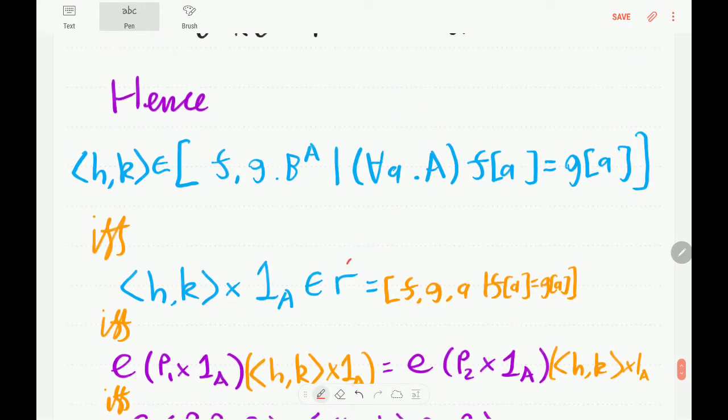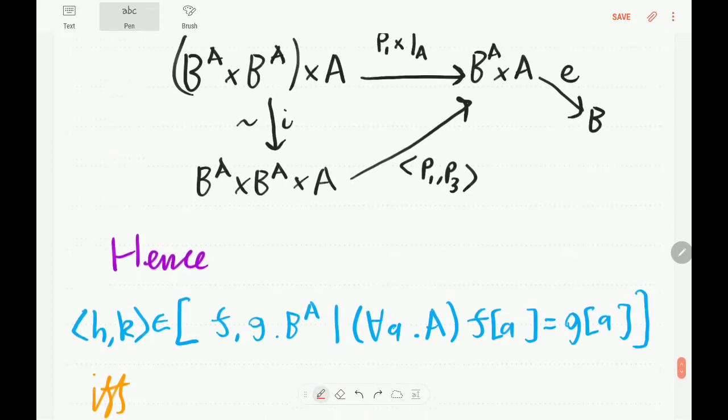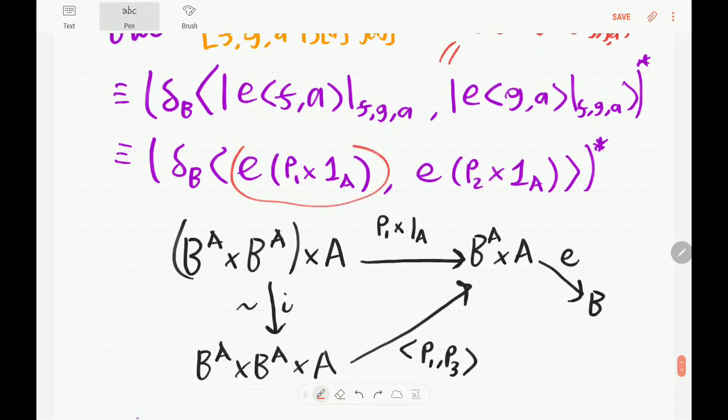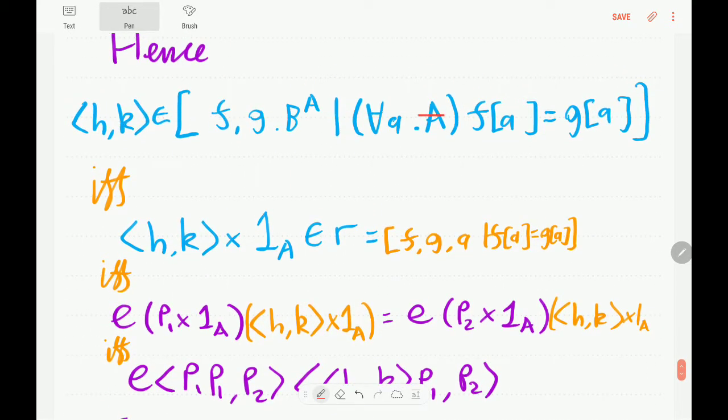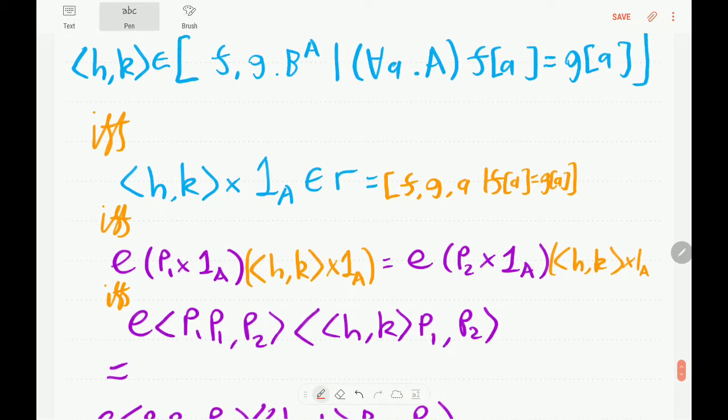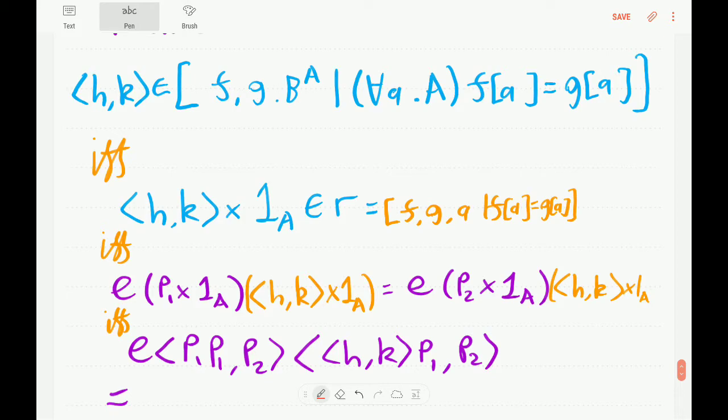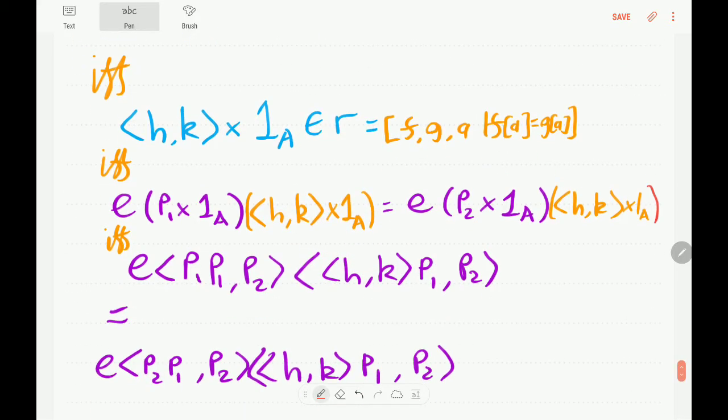And then since we've just shown that R here is just the equalizer of this and this, we're going to have that H comma K is in our original extension if and only if doing E P1 times identity after H comma K times identity equals what we get when we do E P2 times identity after H comma K times identity. And so then we just have to work out what they are.